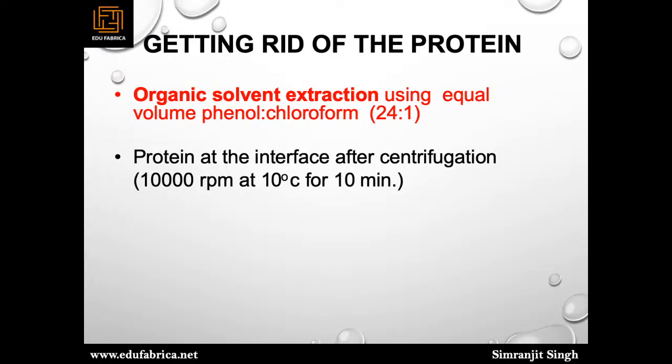Then how can we get rid of the extra protein? You can do organic solvent extraction using equal volume phenol and chloroform in the ratio of 24:1, and then the protein is at the interface after centrifugation at 10,000 rpm at 10 degrees Celsius for 10 minutes.